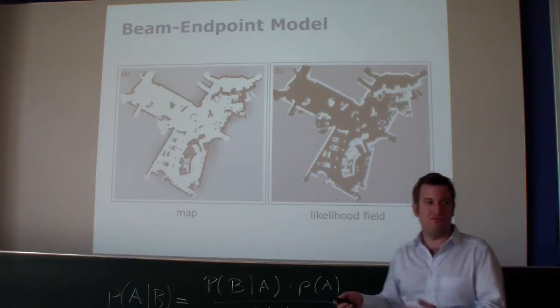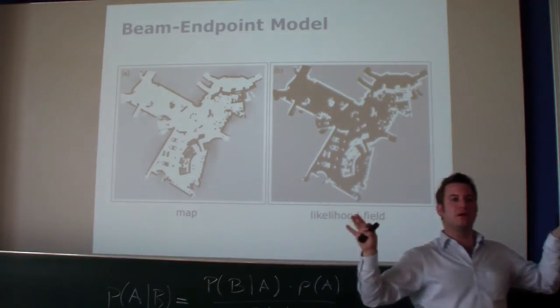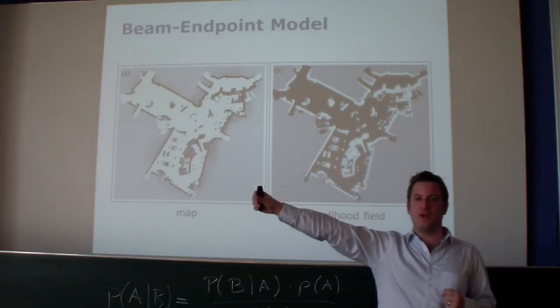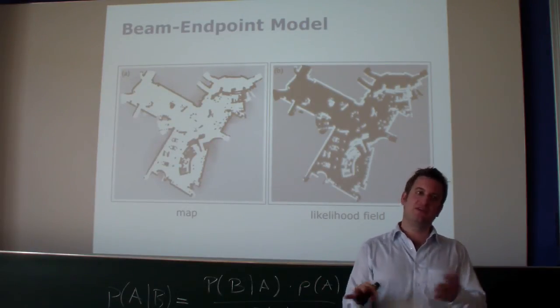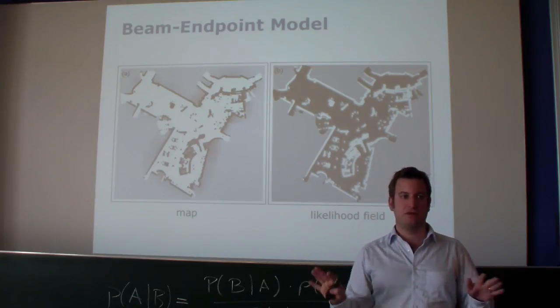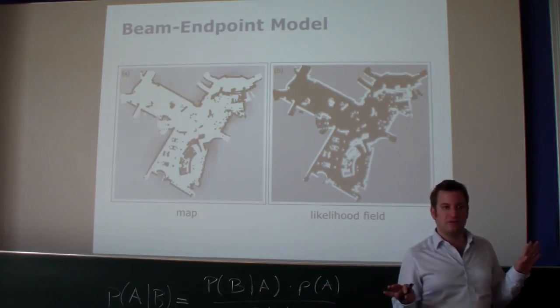These both models are very strongly correlated. You just look at the endpoint. That's the simplest model. If there's an obstacle where you measure, you say, great, that fits well. If it's far away from an obstacle, you say, it's very unlikely. So, what if there's something in the path? This is completely ignored in this beam endpoint model.